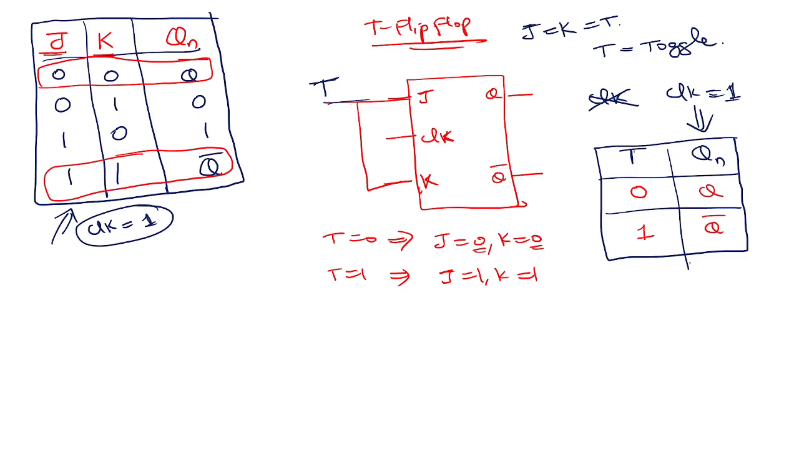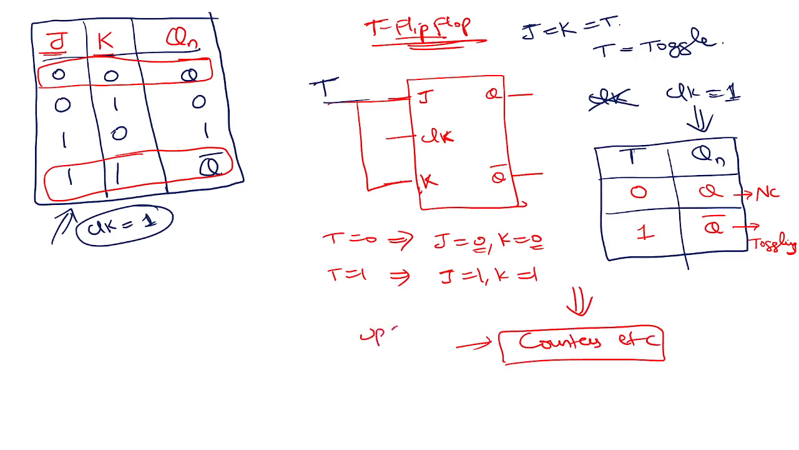It means Q will be complemented. If 0 is there, 1 will be the next state. If 1 is there, 0 will be the next state, right? So, this is called toggling, right? Toggling. That's why this is called a toggle flip-flop. So there are a lot of applications in counters, etc., especially up counter and down counter. Today, if time permits, we will discuss all these things where we need to think about this T, right?